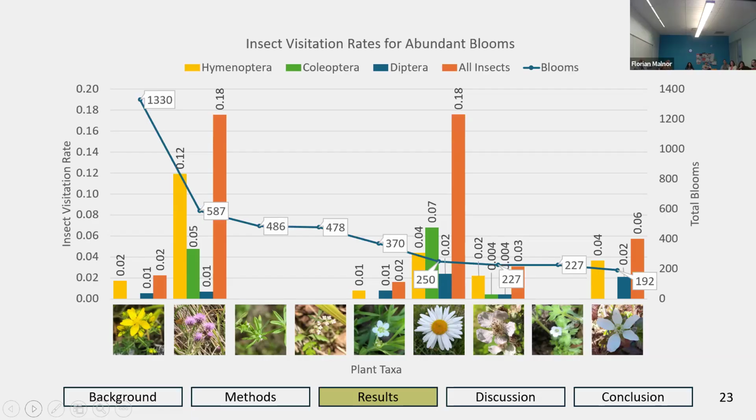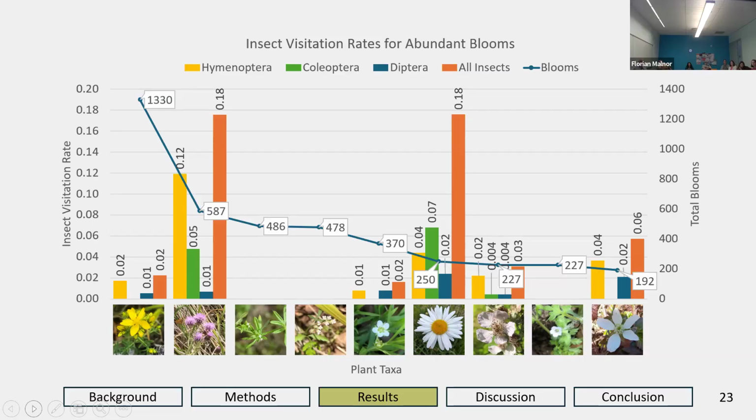Now, the yellow bar shows the visitation rate just for order Hymenoptera, which are the bees and wasps, which really liked Canada thistle. And then the green bar shows order Coleoptera, beetles. Those ones like Canada thistle, okay, they also liked oxeye daisy quite a bit. And the blue is for the visitation rate for flies. They didn't have a super high visitation rate for any plants, but they visited a good amount of these.